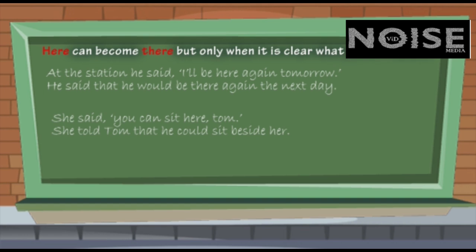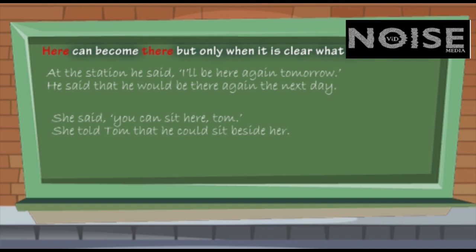Now, the question of here, H-E-R-E. Here can become there, but only when it is clear what place is meant. For example, at the station he said, "I'll be here again tomorrow." He said that he would be there again the next day.